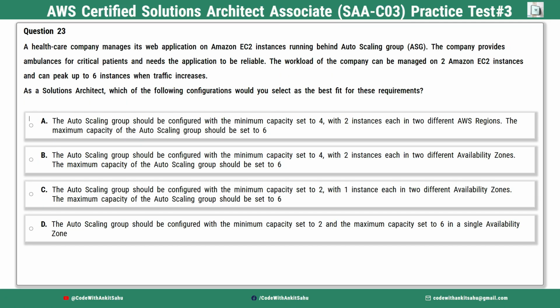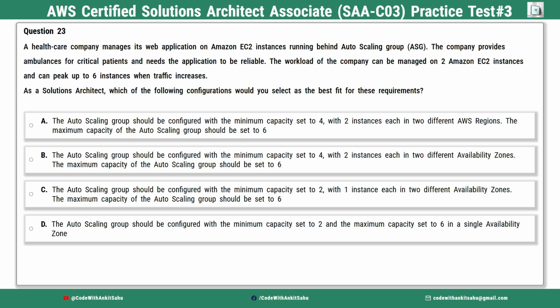Question 23. A healthcare company manages its web application on Amazon EC2 instances running behind an Auto Scaling Group, ASG. The company provides ambulances for critical patients and needs the application to be reliable. The workload of the company can be managed on 2 Amazon EC2 instances and can peak up to 6 instances when traffic increases. As a solutions architect, which of the following configurations would you select as the best fit for these requirements?